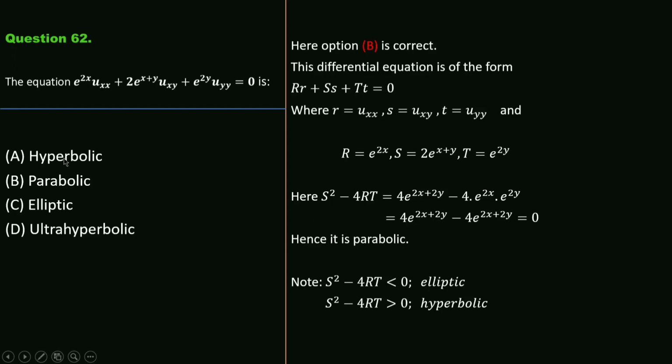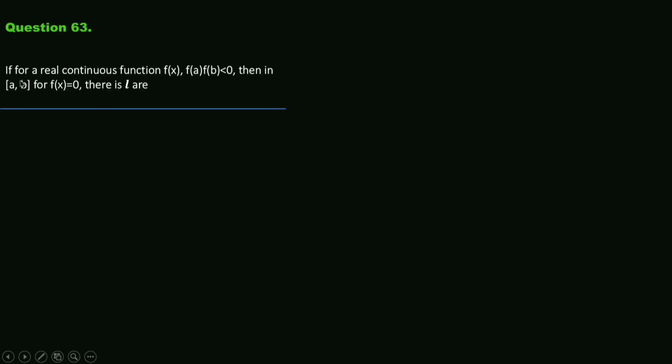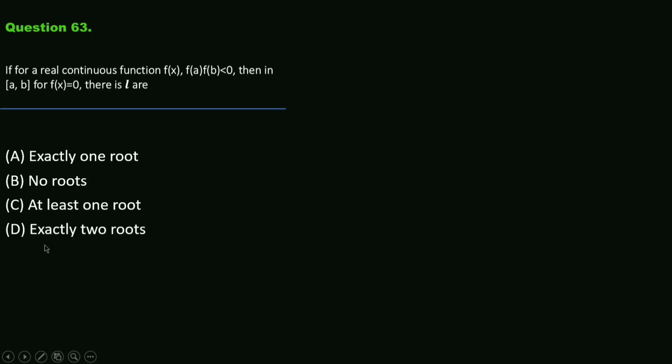Clear. Now come to question 63. Here, if for a real continuous function f(x), f(a) into f(b) is less than 0, then in the closed interval [a, b], f(x) is equal to 0 has how many roots? Options: exactly one root, no roots, at least one root, and exactly two roots. Here this is a numerical analysis question, and f(x) is a continuous function defined over a closed interval [a, b], and here f(a) into f(b) is less than 0.